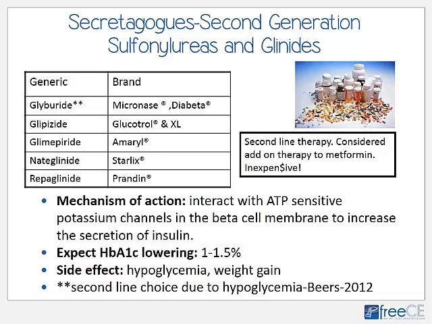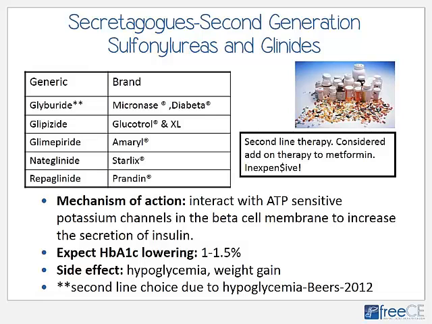We'll expect the hemoglobin A1C lowering of 1 to 1.5%, and again, they push more insulin out of the pancreas, is what I tell the patients. The side effects, because of that insulin, are going to be hypoglycemia and weight gain. Glyburide is considered a second-line choice of this group because of the potential for hypoglycemia.